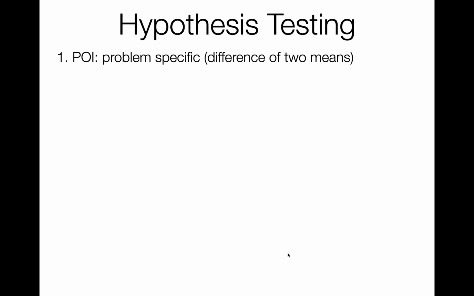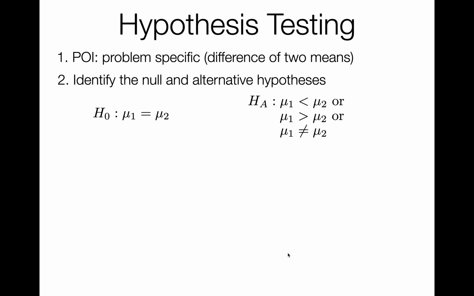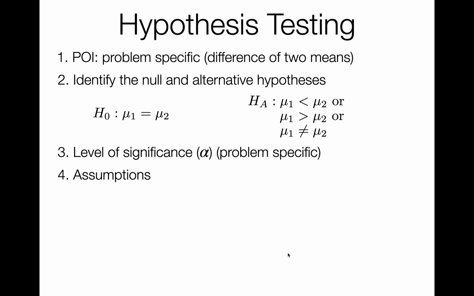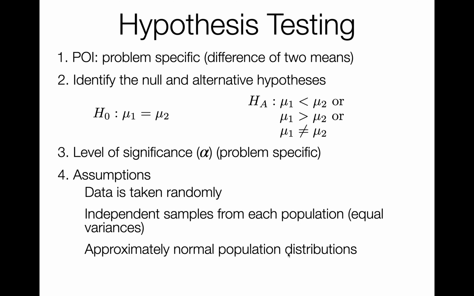Hypothesis testing is going to be exactly the same with those very slight modifications. So we're still looking for the difference of two means. The null and alternative hypotheses do not change whatsoever between pooled and unpooled t inference calculations. Step 3, level of significance, exact same thing. The assumptions are almost identical. The only thing is that we now assume equal variances, which is an important part.